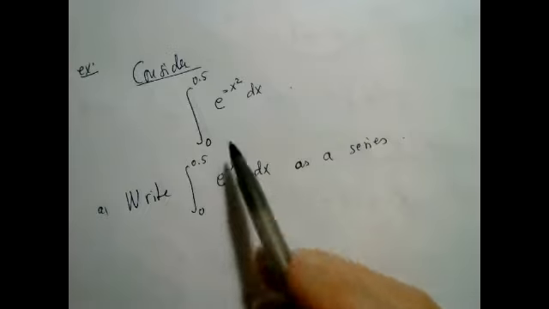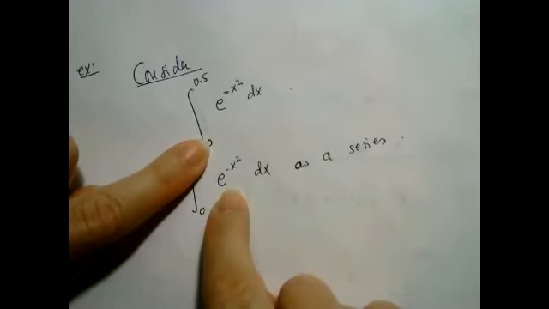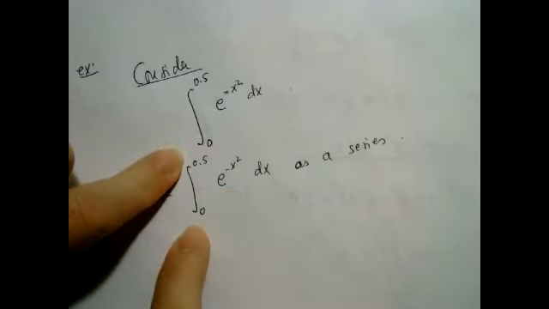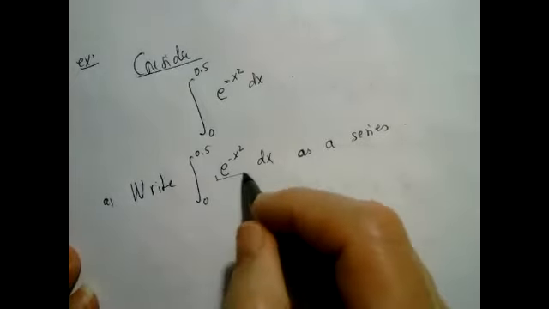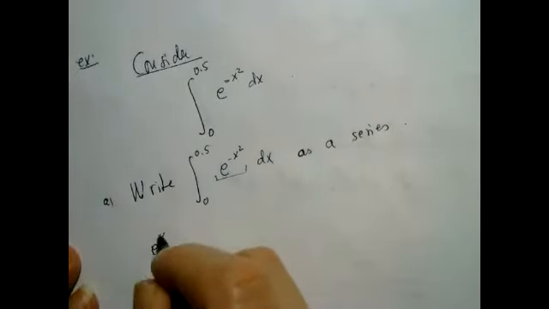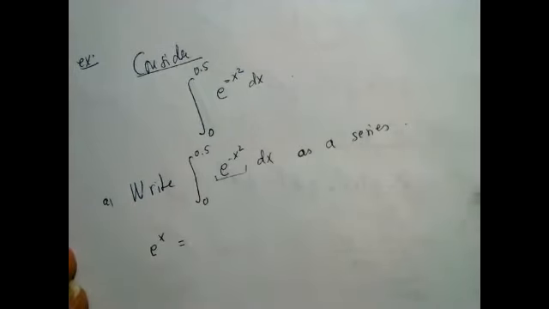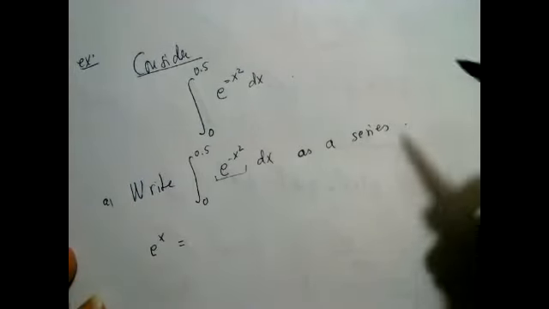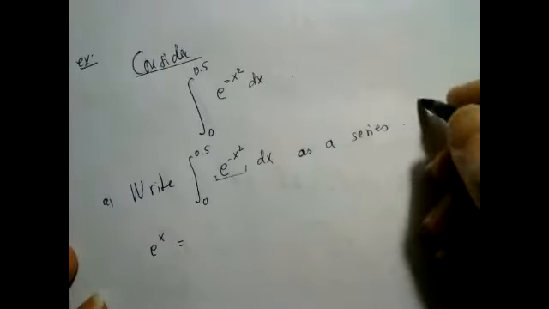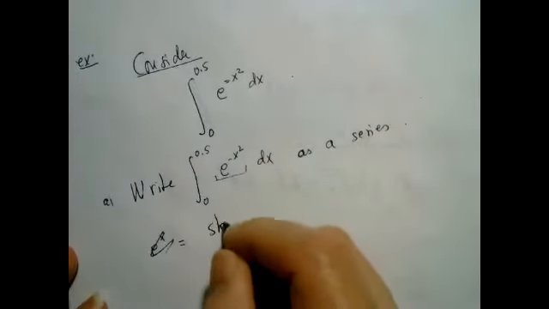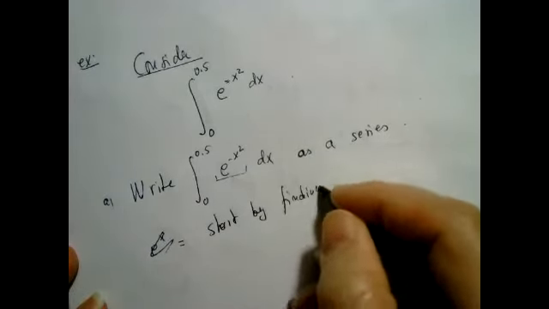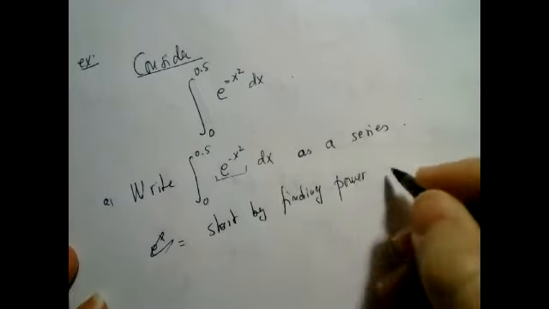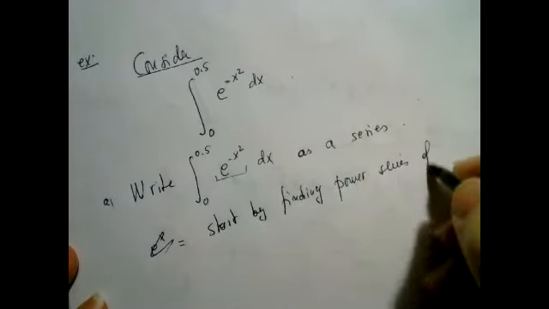The way we do it is we first find the power series of e to the minus x squared, and then we integrate term by term. So I will do it here. I want the power series of e to the minus x squared. I start with e to the x. So if you're writing, we need to find the power series of e to the minus x squared. So start by finding the power series of e to the minus x squared.